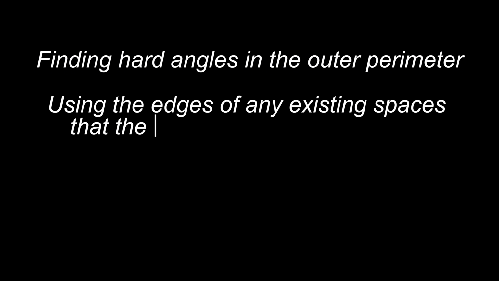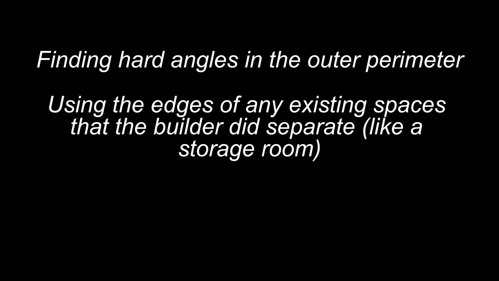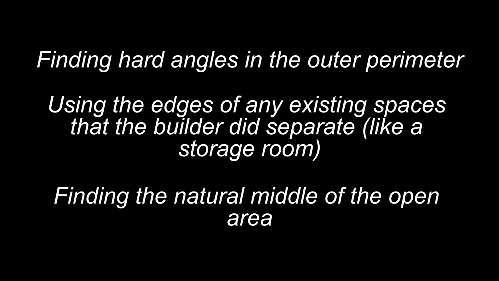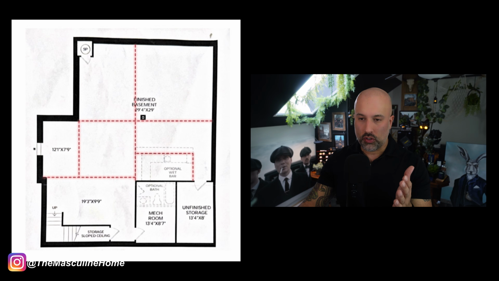You can identify these starting points by finding hard angles in the outer perimeter, using the edges of an existing space that the builder did separate, like a storage room or mechanical room, or simply finding the natural middle of open areas. This is what ours looked like once we did this.